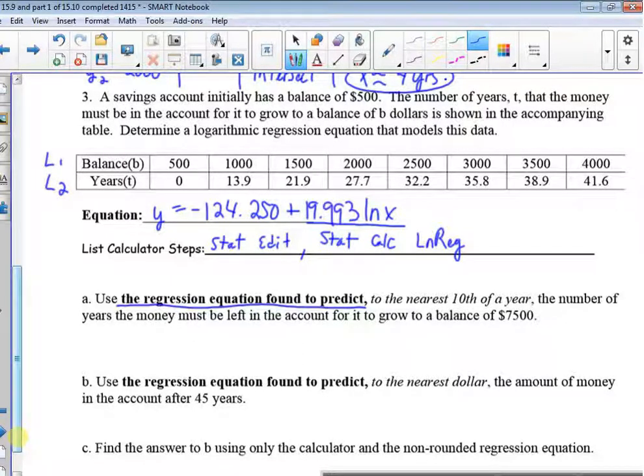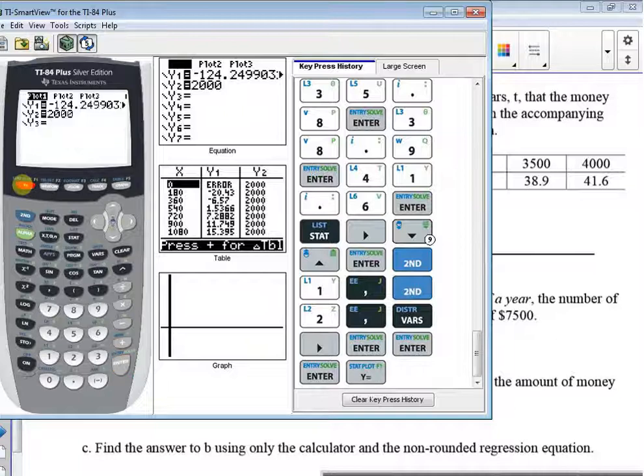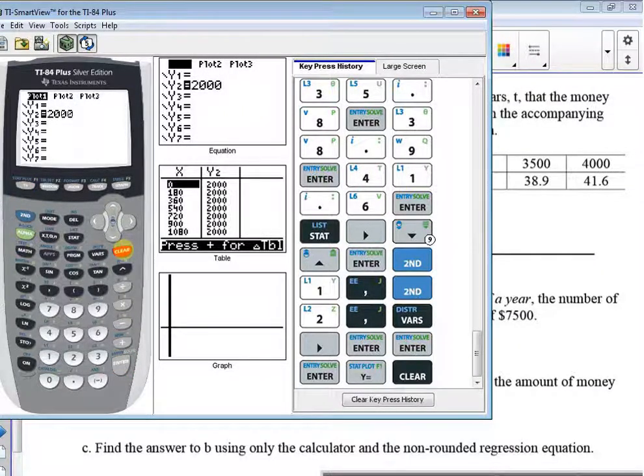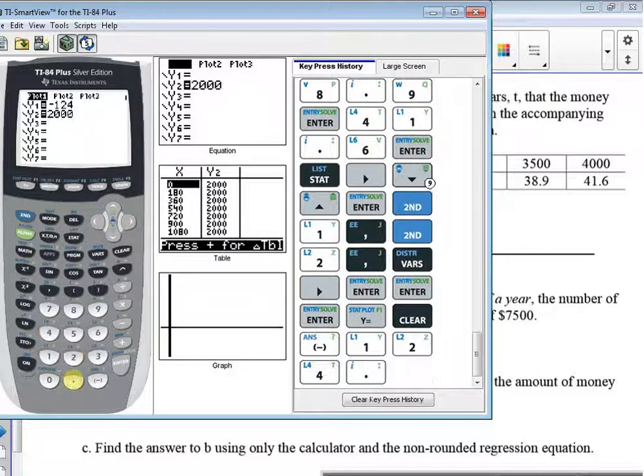To predict to the nearest tenth of a year the number of years the money must be left in the account for it to grow to a balance of 7,500. So again, they're giving you the x, which is the 7,500, and they're looking for the y. So I'm going to go back here, and since I'm using the regression equation that I found, the rounded one, I'm going to clear this y1 out, and I'm going to type in the rounded one, because that's what they said to do.